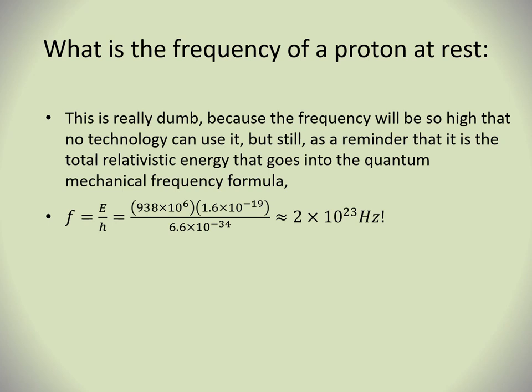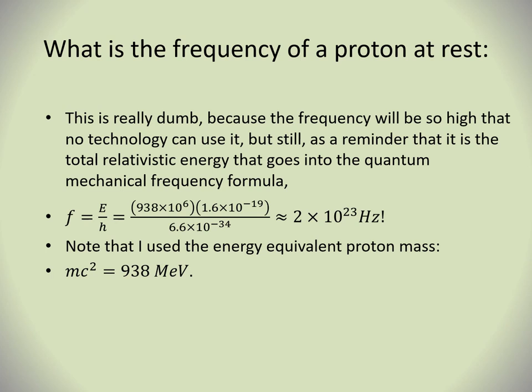You take 938 mega electron volts, that's the mc squared of a proton in eV. Use the conversion factor, 1.6 times 10 to the minus 19, to convert it to joules. Divide by 6.6 times 10 to the minus 34, the SI value of Planck's constant, and you get a frequency of 2 times 10 to the 23 hertz, which is just insane. Would be nice if we had computers that ran that fast, but we don't, and we almost certainly will never have technology that runs at that frequency.